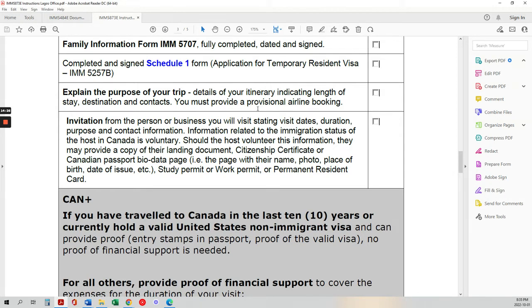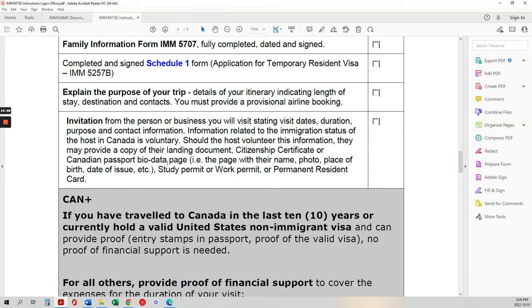Okay, now if you're going to Canada, they want to see that you've been invited from a person or business you will visit, stating visit date, duration, purpose, and contact information. Information related to the immigration status of the host in Canada is voluntary. Okay, you cannot pay for an invitation, is basically what they're saying. Okay, people do it. I don't advise it because it holds that person responsible who is giving the invitation. So make sure it's voluntary.